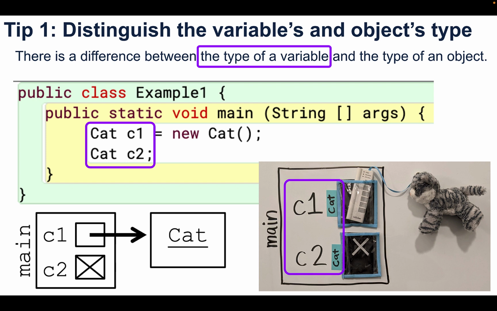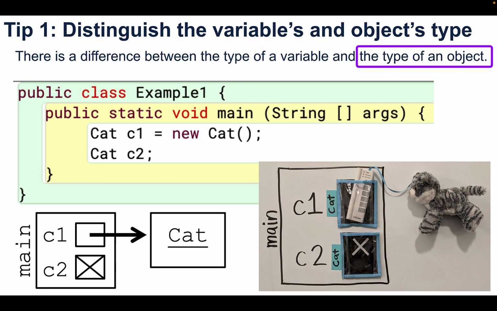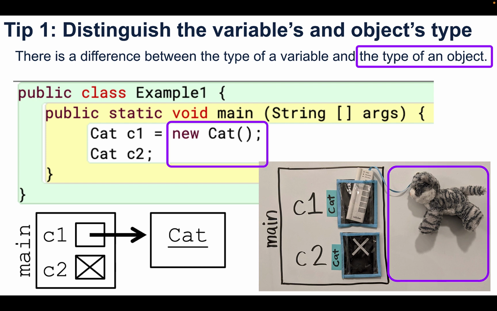Before we get to inheritance, we don't have the little post-it notes that label that the variable's type is cat. Then the type of the object is on the right-hand side. So we have a cat, or C2 is null. It's a variable that could reference a cat. That's the type of the variable, but it doesn't reference a cat. Again, these pieces are really important for inheritance, but not typically before inheritance.